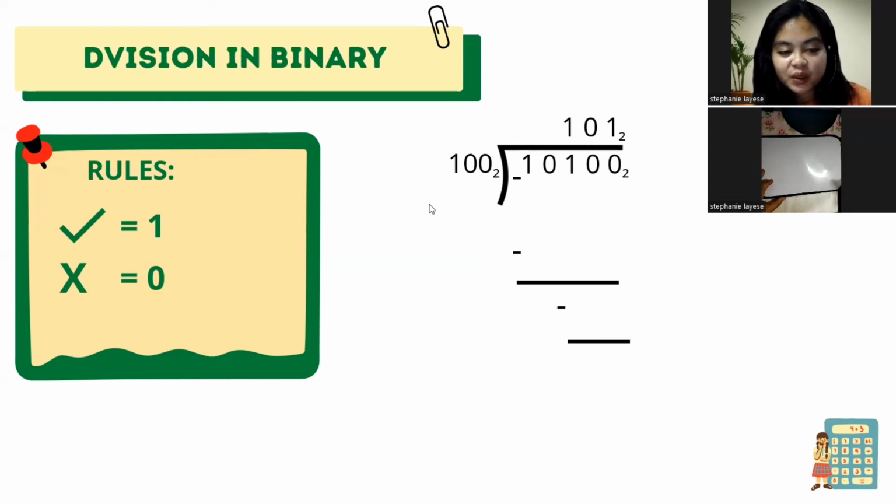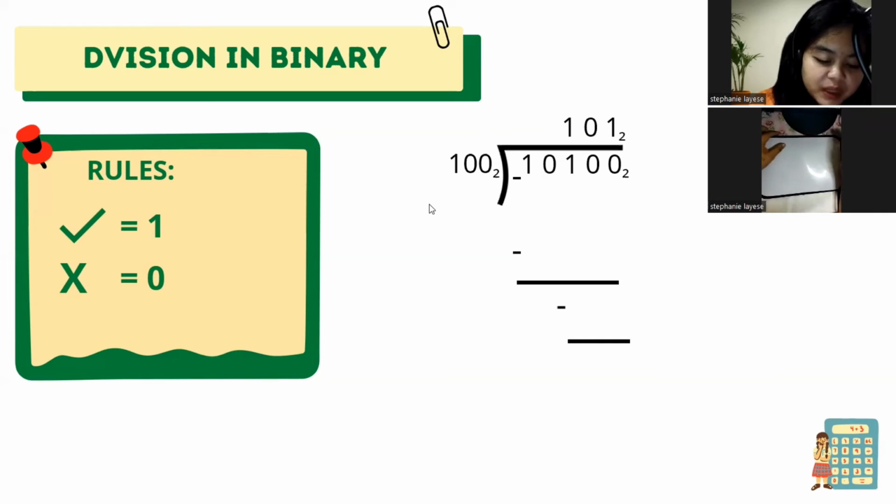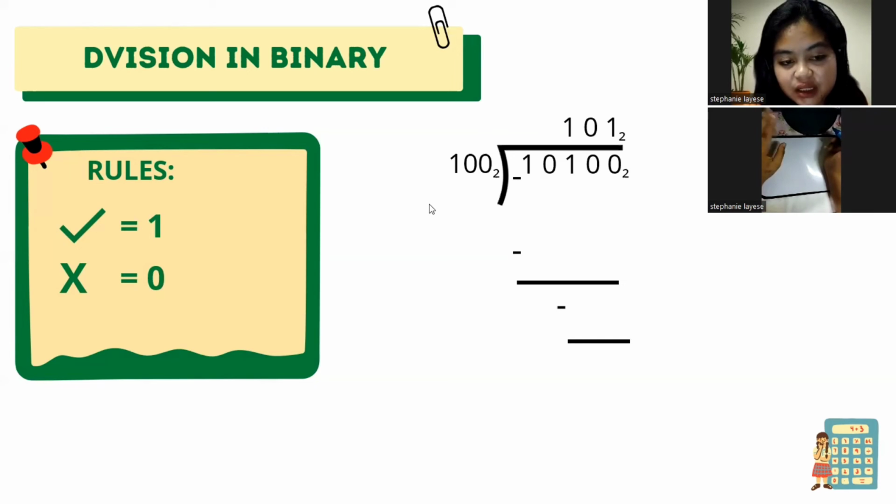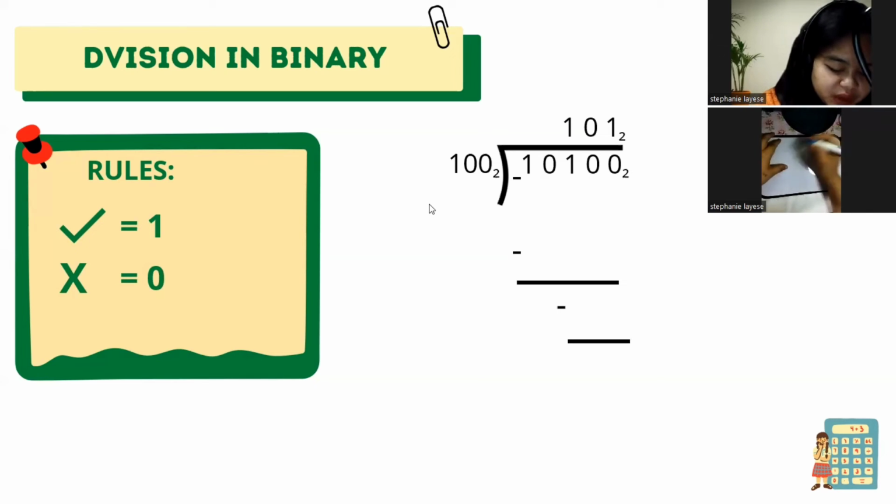So we have 100 subscript of 2 divided by 10100 subscript of 2. So when dividing in binary, we will make the binary to decimal. It's just like a decimal division, but we will only use two values, which is 1 and 0. So I will put here 100 subscript of 2 divided by 10100 subscript of 2.